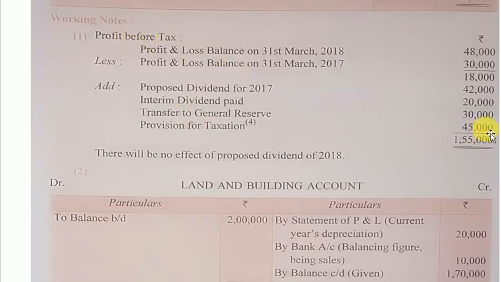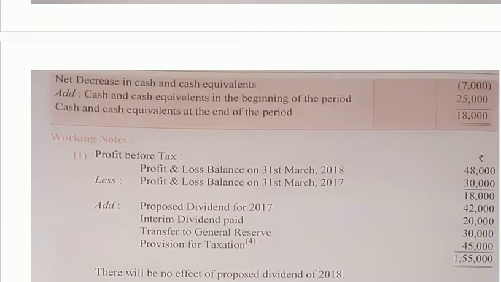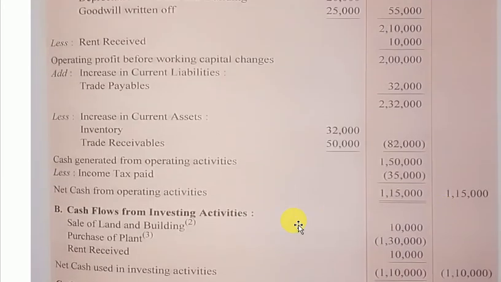This is a tax made, to be added to the profit. So this is treated here, and now we see where tax paid is shown. Tax paid is shown towards the end. You see here cash generated from operating activities 150, also known as cash generated from operations. Then you subtract income tax paid 35,000, and your final answer is cash flow from operating activity 1,15,000.